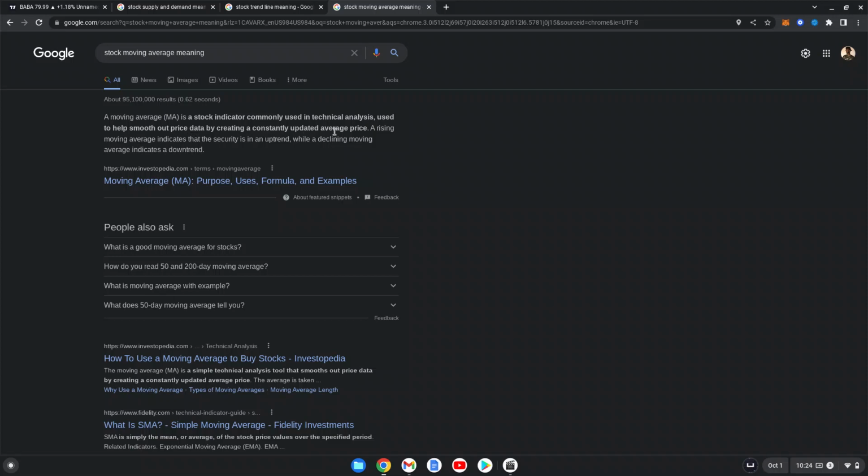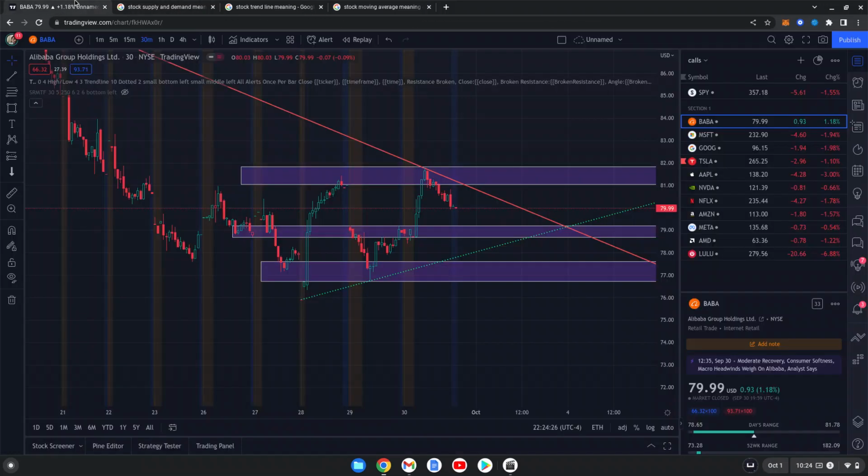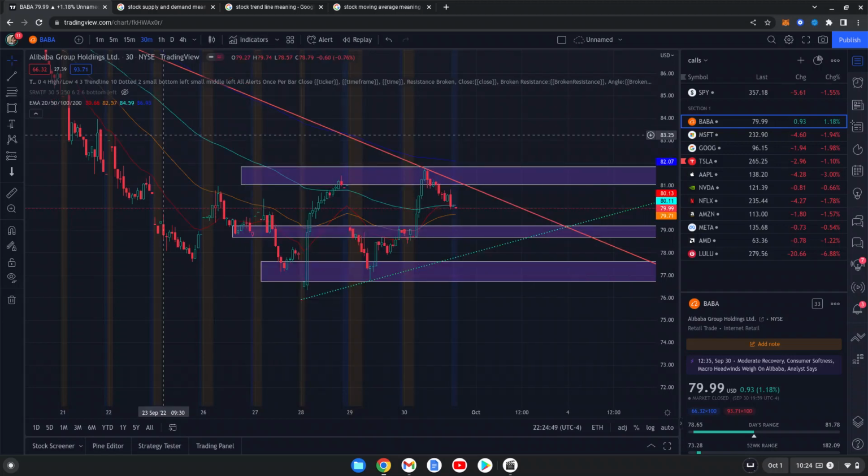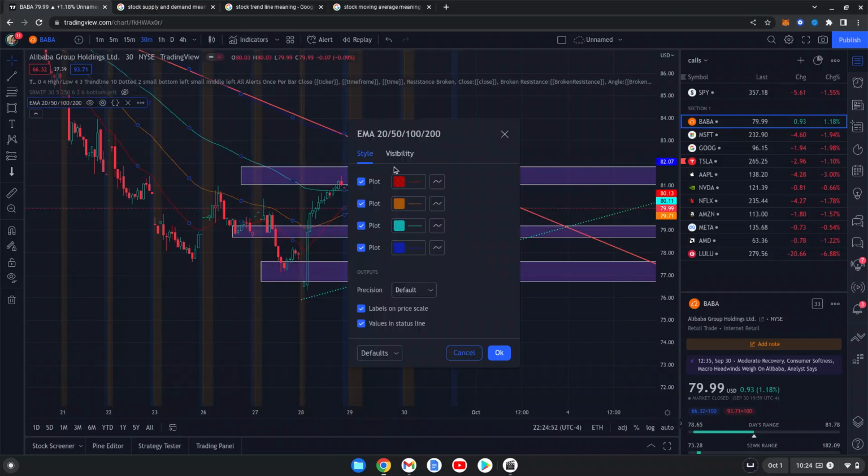creating an updated average price. So here, if we add our moving averages, I'll use this, our EMA. So there is SMA and EMA. SMA is for if you are doing swing trades or investing and you want to see a slower moving average. I like to use EMA, which is better for day trading. We get a bunch of them, and you can look at the 20, the 50, the 100, the 200, whatever you like. But for us, I will just keep the 20 and the 50.